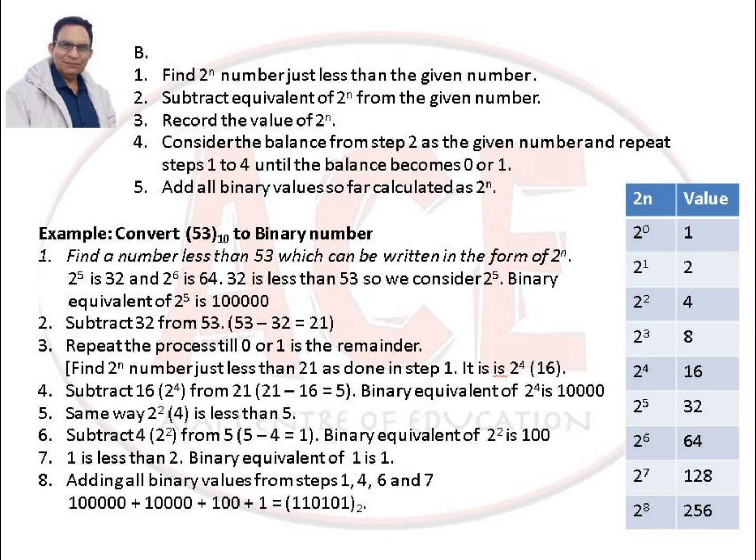Number which is less than 5 and can be written in 2 raised to the power n, that is 2 raised to the power 2, which is equal to 4, and it is less than 5. Subtract 4 from 5, we are getting remainder 1, and equivalent of 2 raised to the power 2 is 1 followed by 2 zeros, and that is 100. 1 is less than 2, binary equivalent of 1 is 1. Adding all binary values, we are getting 110101 base 2, and that is the conversion.